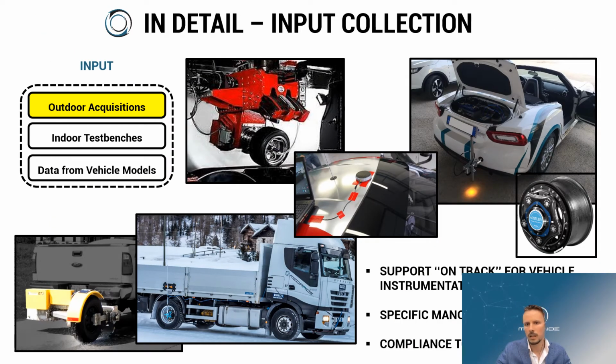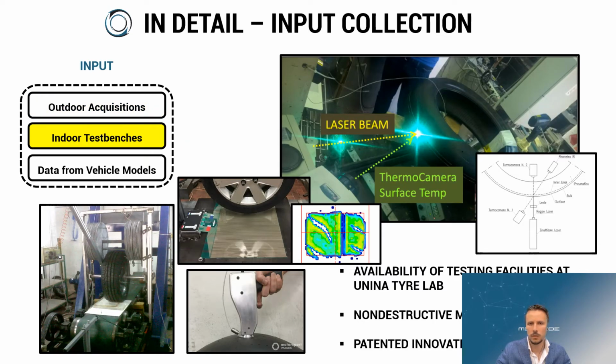In detail, we start from the input collection that could be provided thanks to outdoor or indoor acquisitions, but also from the data from the vehicle models, estimators, and so on. Indoor testing is used for the parameterization of our models, in particular TechScan, laser diffusivity test, VESEVO non-destructive testing, or CLIT tests, and all of them are non-destructive and are used to characterize our models.